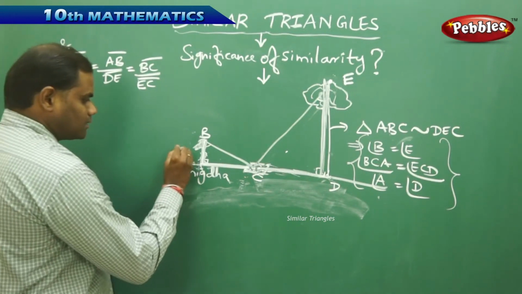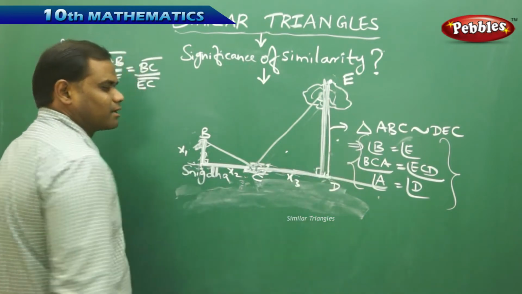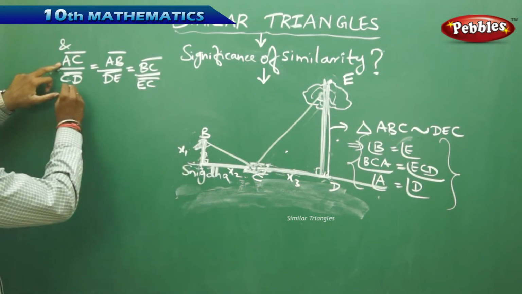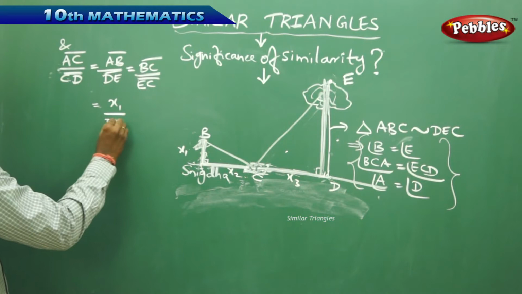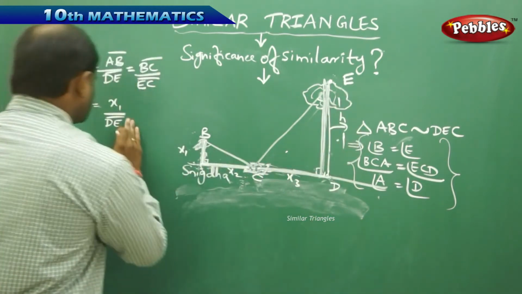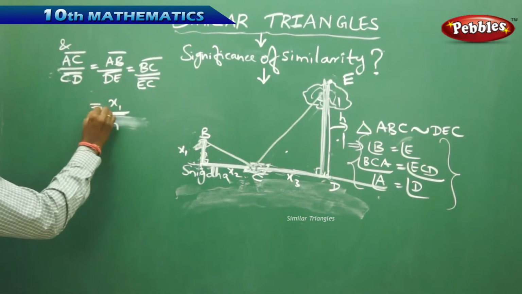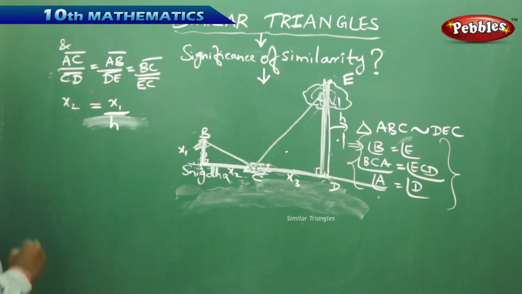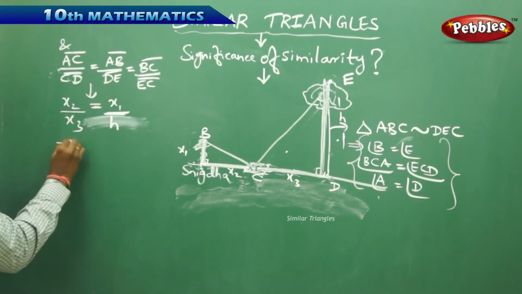If I know the height of this as x1 and x2 and x3, then I can find the height of the tree by substituting here, where my AB is x1 and my DE is something I want to find as the height of the tree. If I take this as h, then x1 by h will be equal to AC, which is nothing but x2, and my CD, which is x3, on substitution gives me the height of the tree.